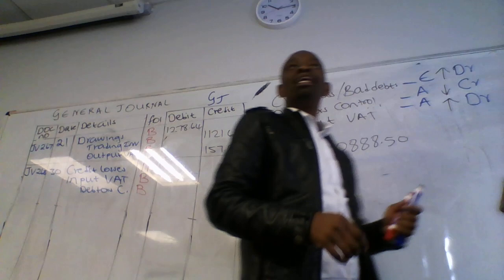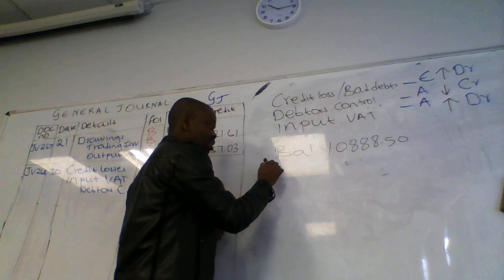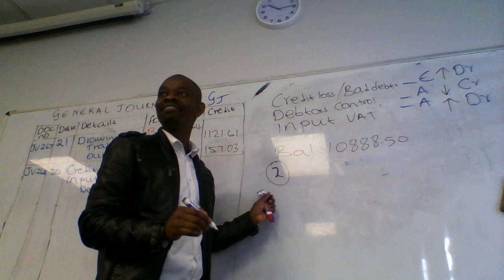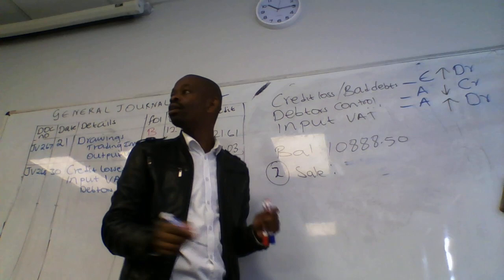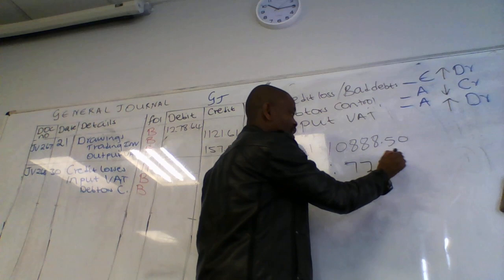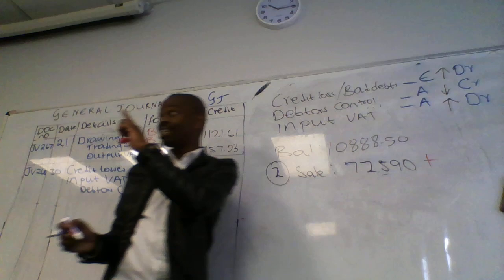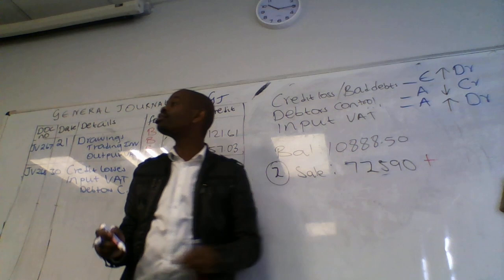Give me the first date where you found him. On the 2nd. What happened then? Did we sell to him? We sold, right? Give me that sale. Do you know the amount of the sale? 77,590. I will add it because I sold. Remember, this was the balance at the beginning. I sold to him, so I agree.